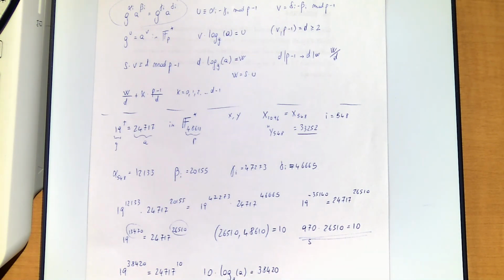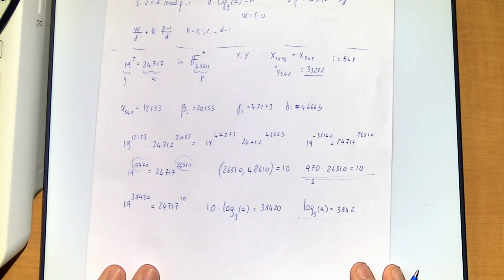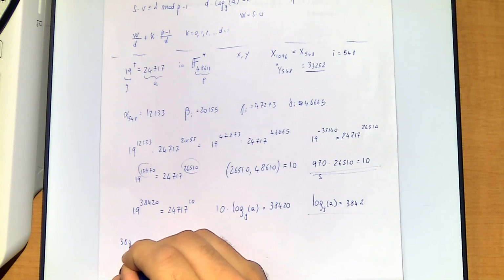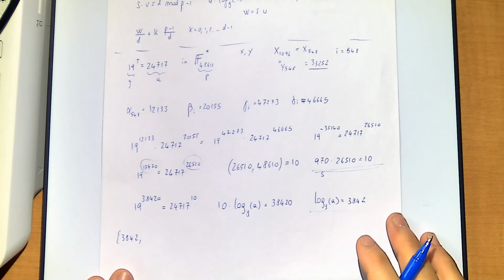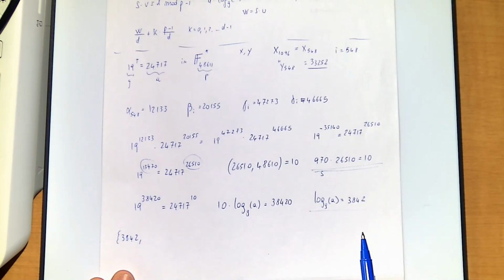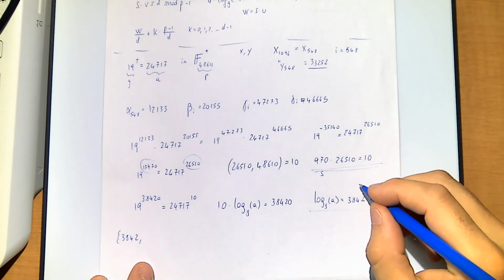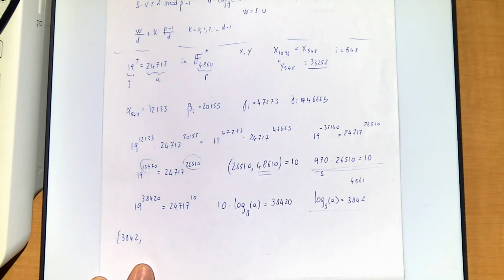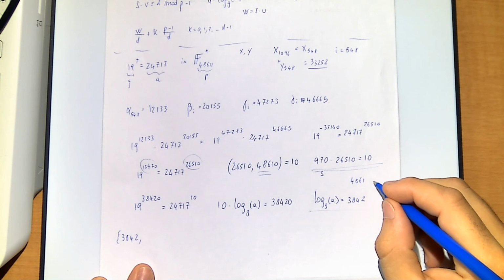In this case, it's even a simple calculation. I just get the log G of A is 3842. Okay? And this is a starting point. Remember, this is not necessarily the finish because I have a bunch of values to check. Namely, I have this, and then I have to add multiples of 4861, which is this divided by D, right? It's P minus 1 over D.